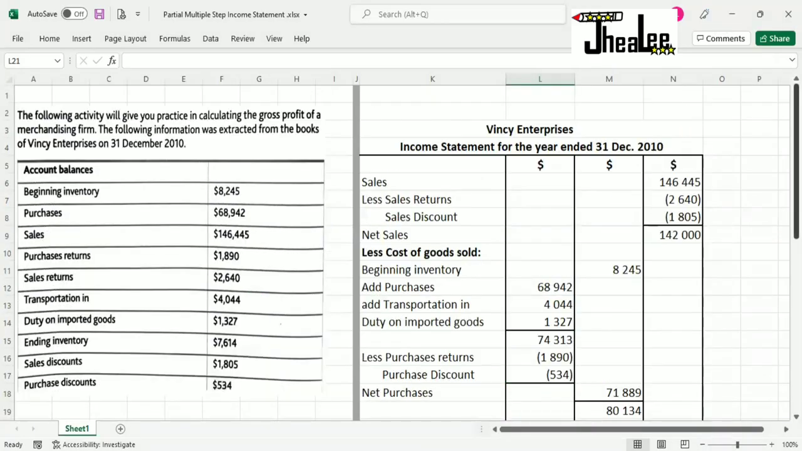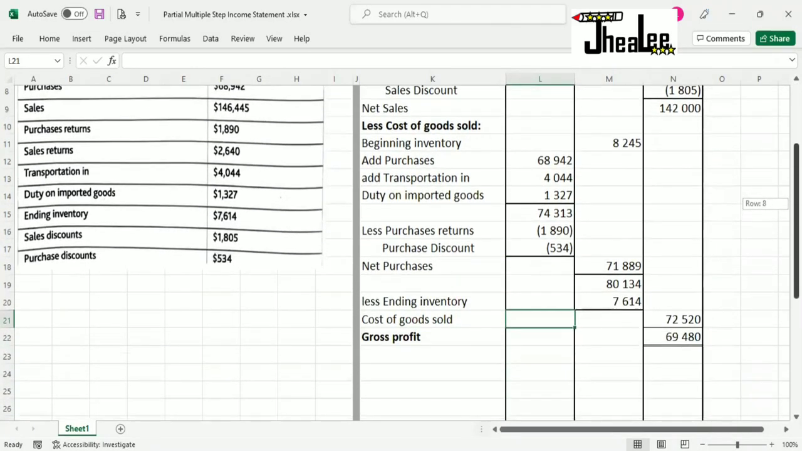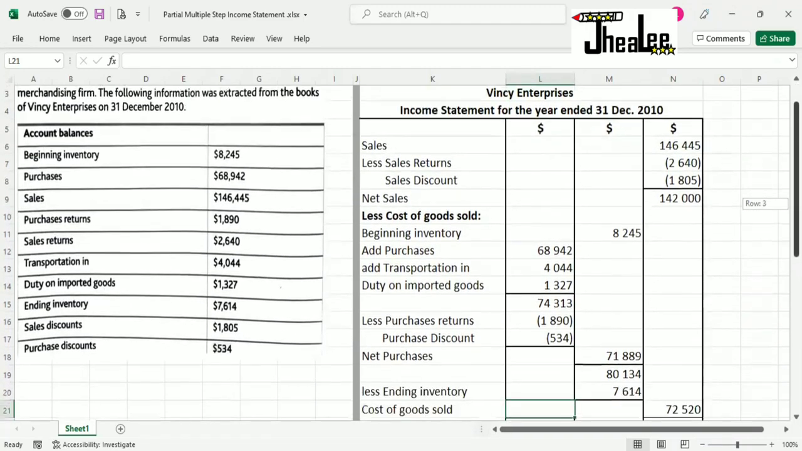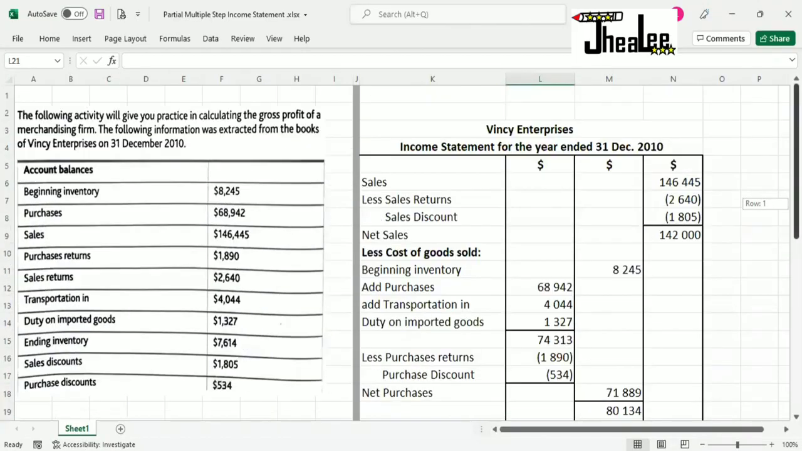In our next session, we will be looking at section 2 of the multiple step income statement.